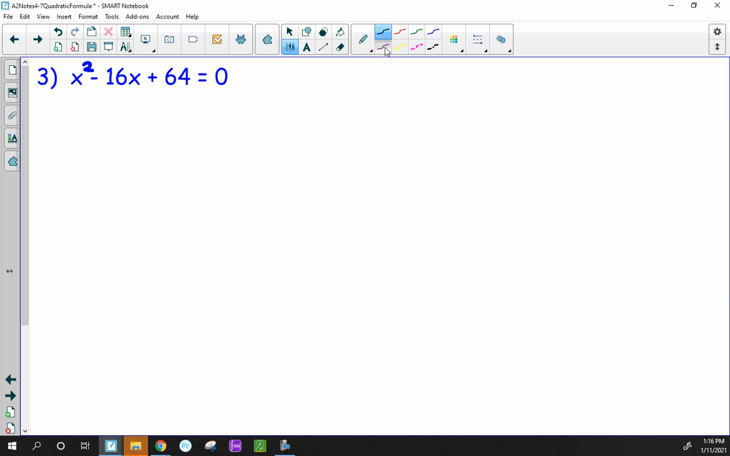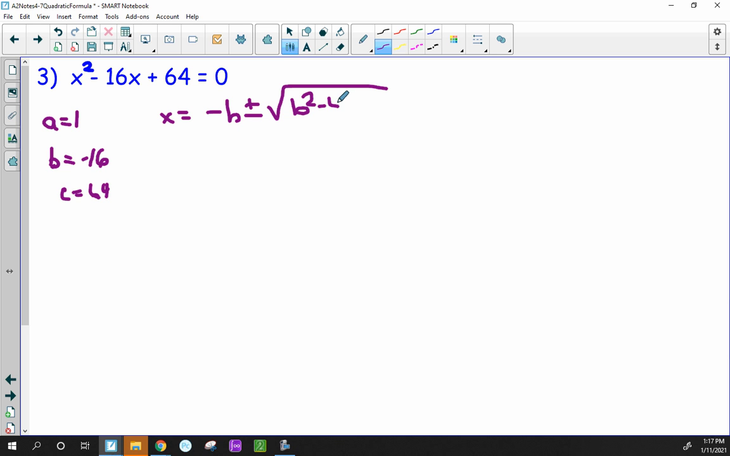Okay, one more for today. And we're going to notice that the equation's in standard form. The a is 1. The b is the coefficient of x. In this case, it's negative 16. And the c this time is 64. You're going to write your formula back down. X equals negative b plus or minus square root b squared minus 4 AC, and that's all divided by 2 times A.